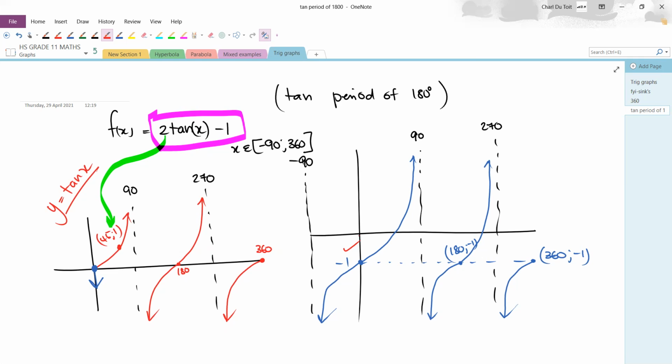I didn't put that in. I have 90 and error. I have 135 and negative 3. So maybe we can just put that coordinate in there. 135 and negative 3. So one coordinate there.